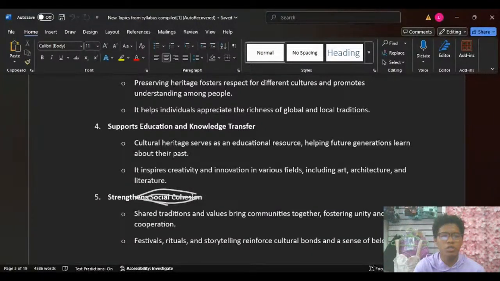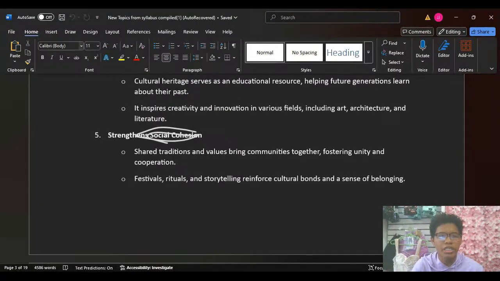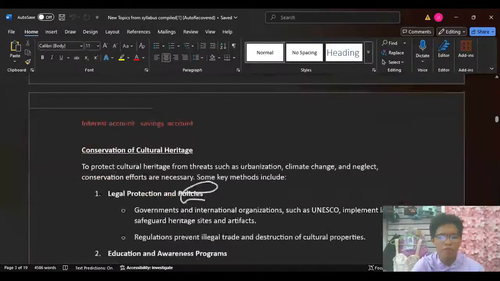And the point that I was really trying to highlight is social cohesion. I was trying to highlight this when I said the thing that divides us is the thing that brings us together. Because we have shared traditions, we have similar roots. Even though they are different, they are similar. Fostering unity and cooperation. Festivals, rituals, and storytelling reinforce cultural bonds, and create a sense of belonging and identity in society. Even though we are different, that same difference is what makes us unique, what makes us special in our own unique way. So yes, that's it.